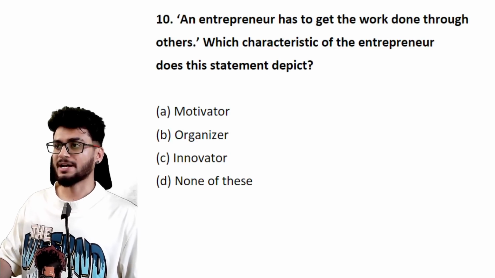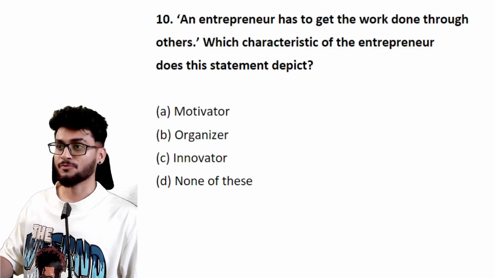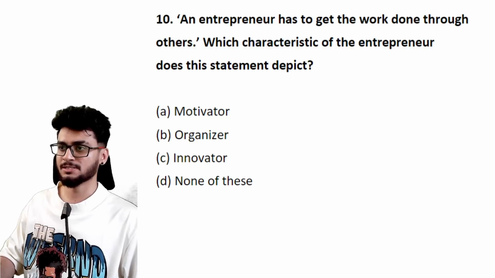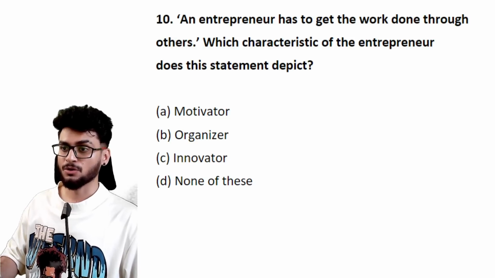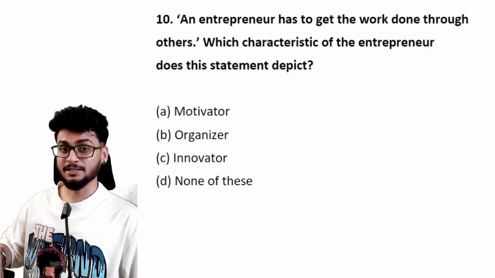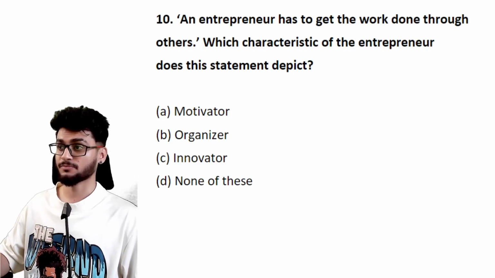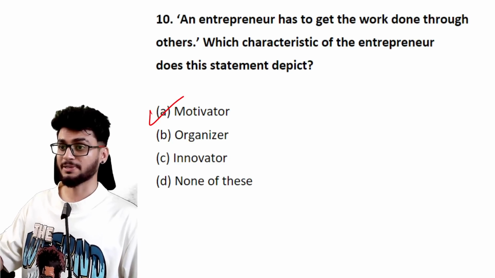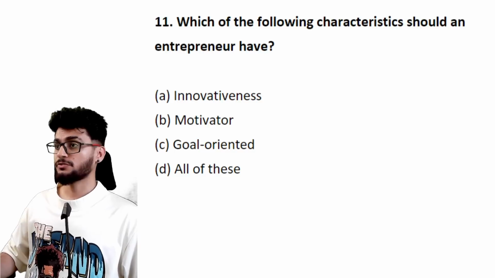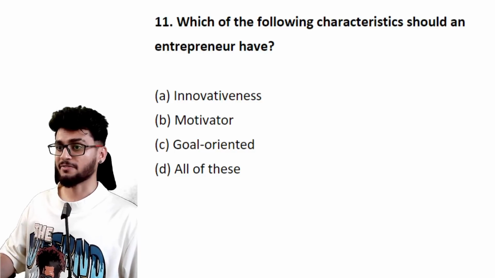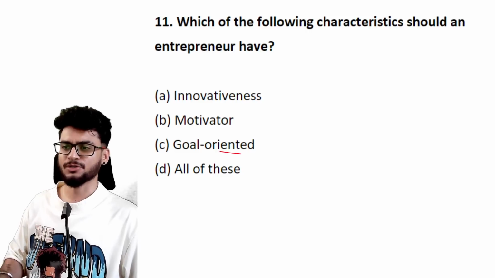An entrepreneur has to get the work done through others. Which characteristic of the entrepreneur does this statement depict? Motivator, organizer, innovator, none of these. So in order to get things done from others, you need to motivate other people. So this would be a right answer. Which of the following characteristics should an entrepreneur have? Innovativeness, motivator, goal oriented, obviously all of these.